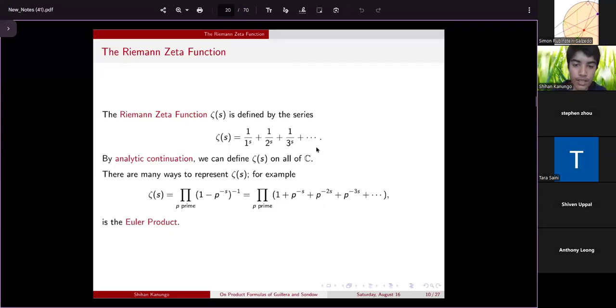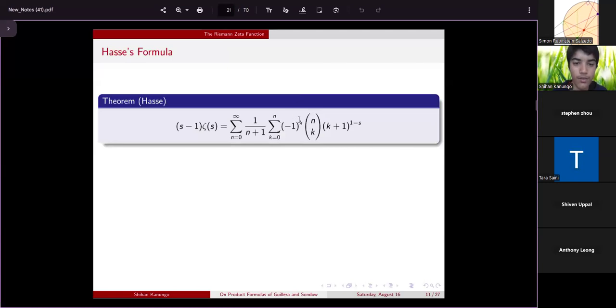But neither of these is actually the form of zeta of s that we will be using. A theorem of Hasse shows the following expression. It says that (s minus 1) times zeta of s is equal to this sum.